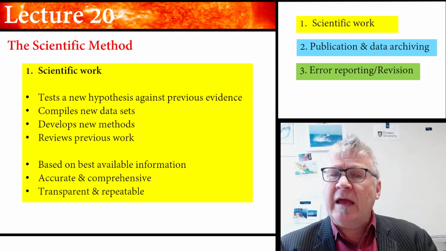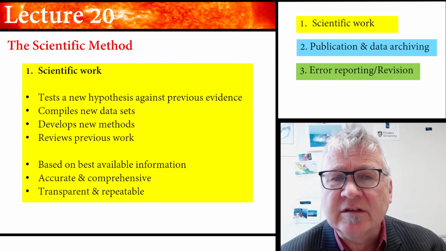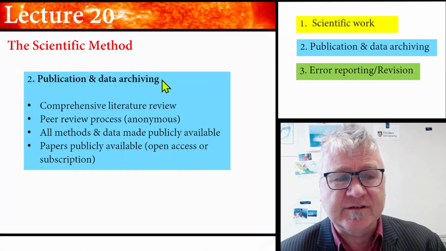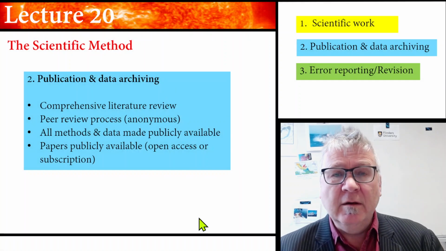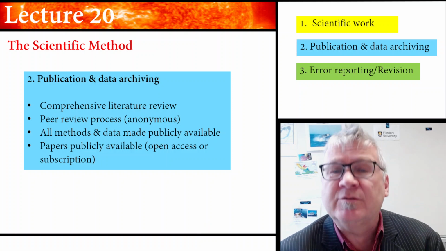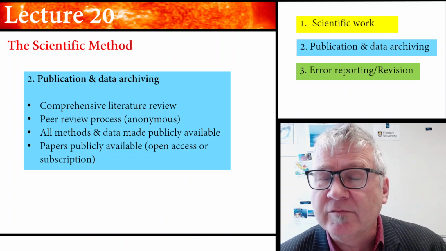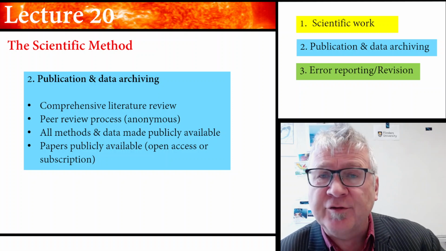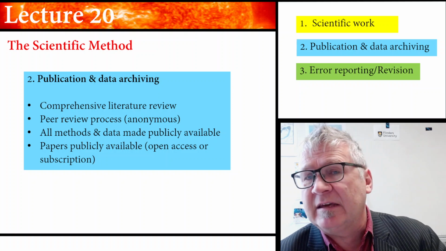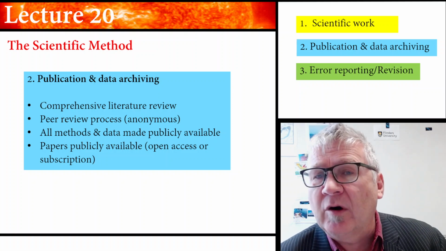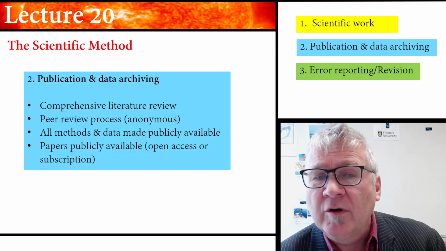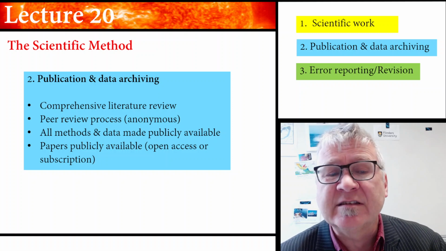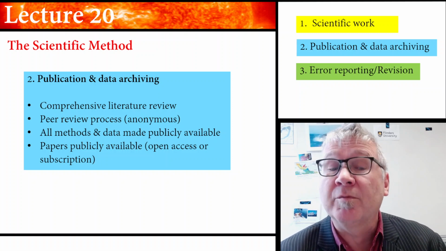So let's have a look at the second part, the publication and data archiving. Let's have a look at that process. Okay. So first of all, it has to include a comprehensive literature review. So each publication that you look at has an introduction which lists the key aspects of the most important papers published on a subject. Okay, that's an important part.